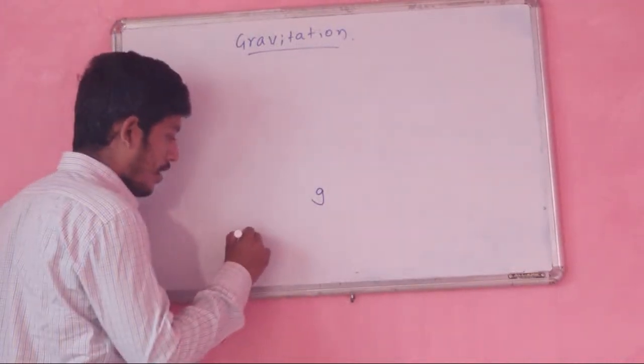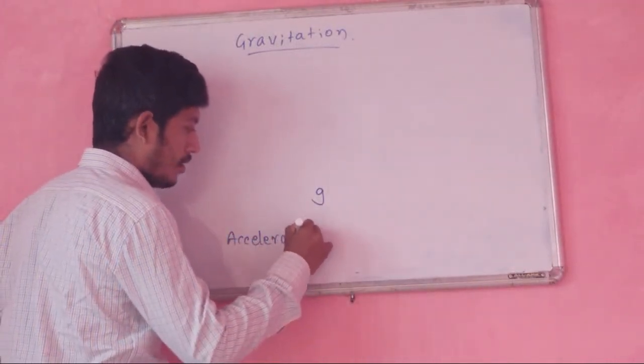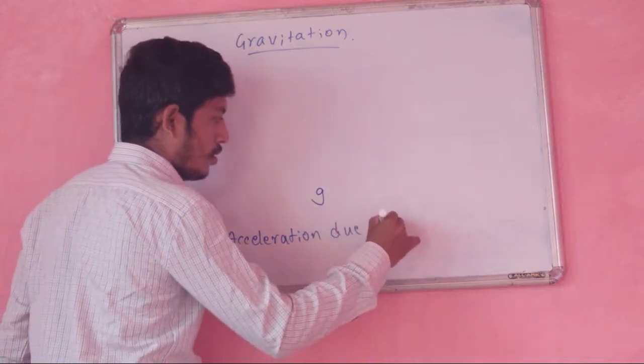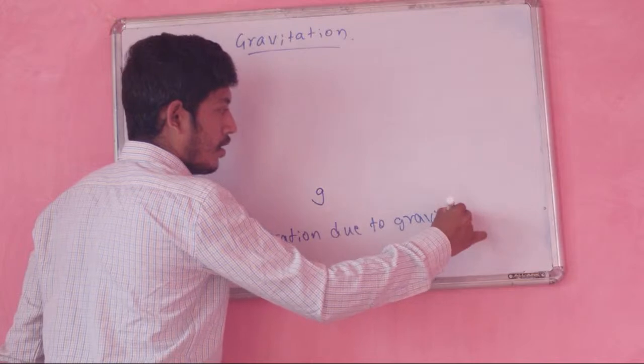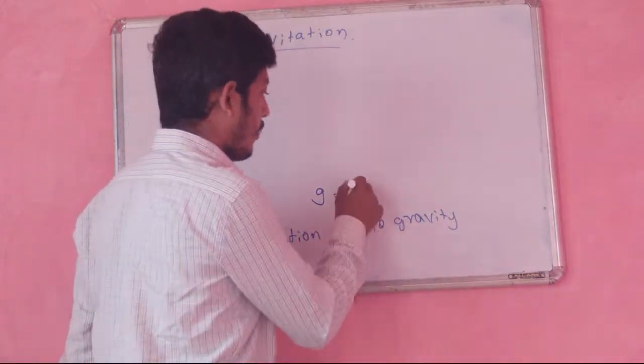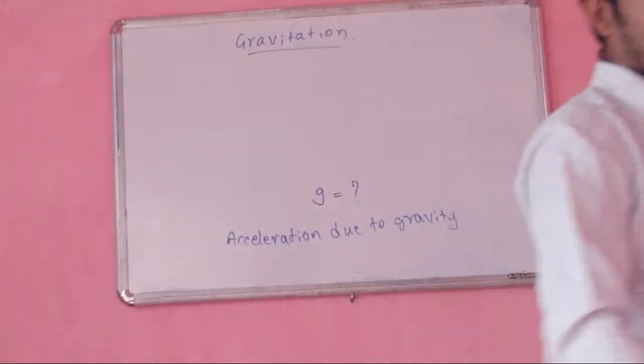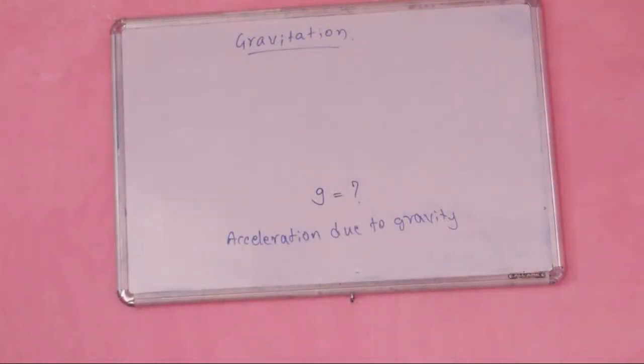This is called acceleration due to gravity. And everyone knows the value of small g. What is the value of small g? Come and be the answer. What is the value of small g? First, then comment me what is the value of small g in gravitational force. So small g is known as acceleration due to gravity. Anyone knows the answer?